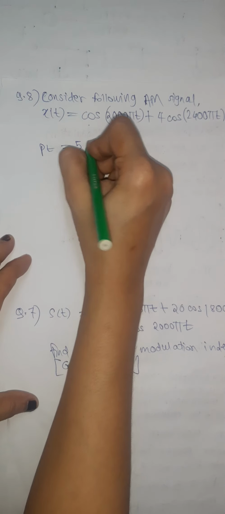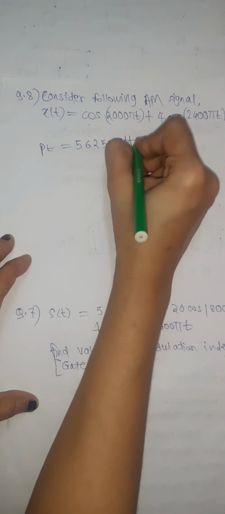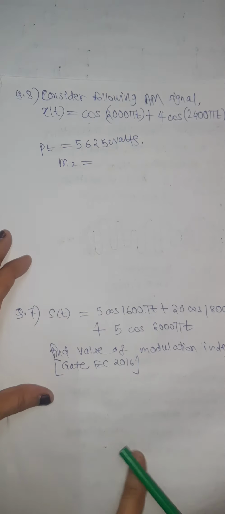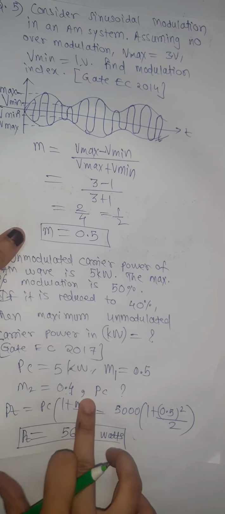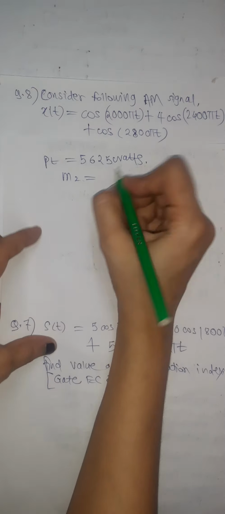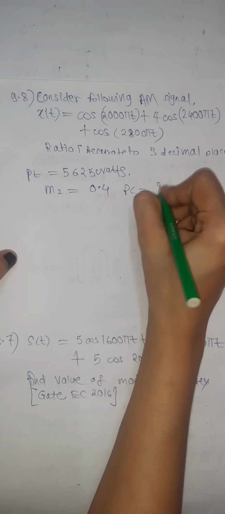PT is equal to 5625 watts, and now our modulation index M2 is 0.4. So M2 is 0.4. We are asked what is PC in this case. PC is equal to what?